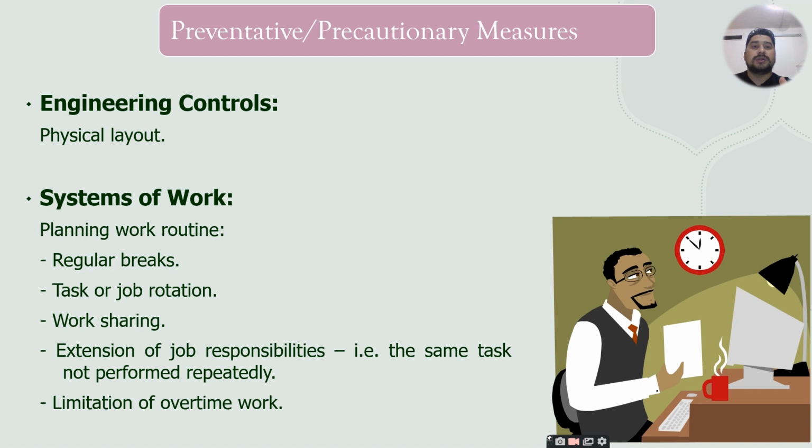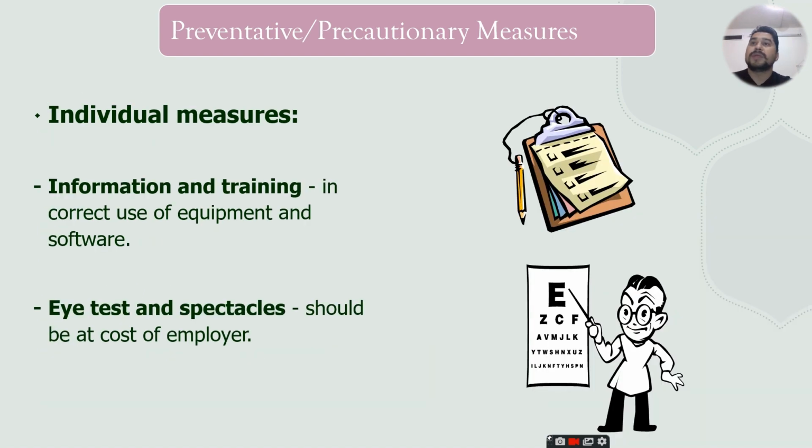Task or job rotation: that should be rotated among the workers. Work sharing, extension of job responsibilities. For example, the same task is not performed repeatedly. So avoid repetitive tasks. Limitation of overtime work. Do not allow the worker to do overtime wherever they are doing repetitive tasks or wherever the people are at risk of work-related upper limb disorders.